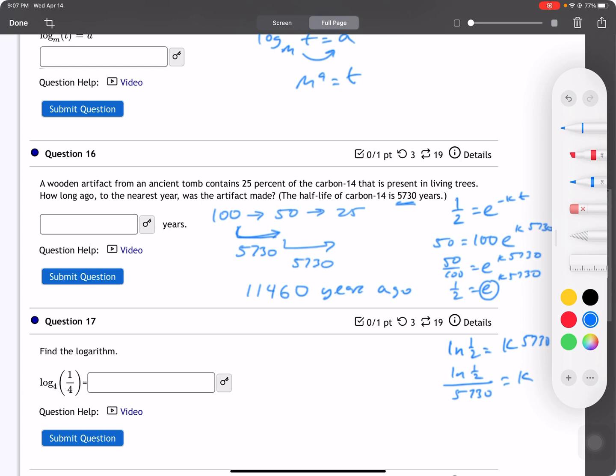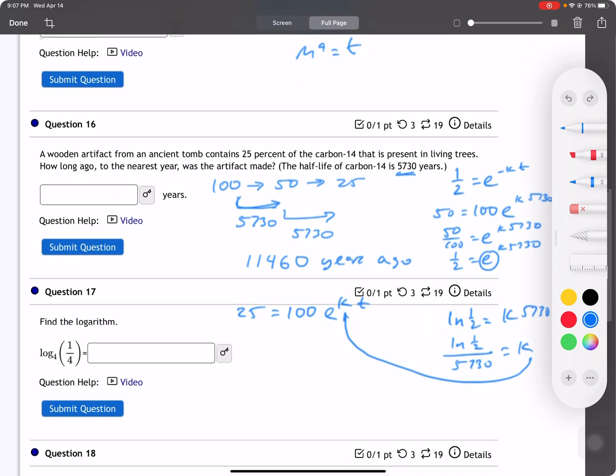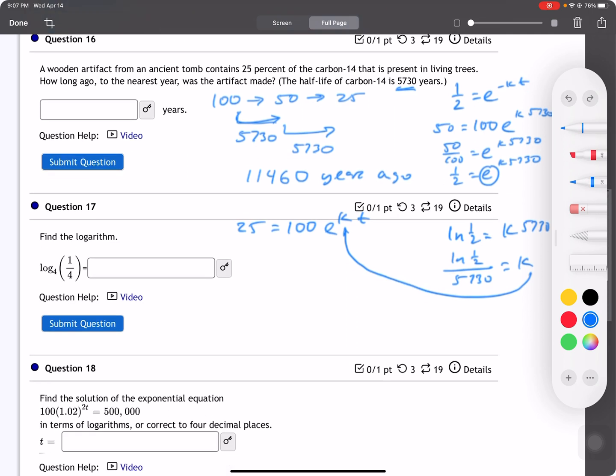Once you find that k value, we can plug it in, and we can say, how do you get from 100 to 25? E to the k value, which you're going to copy here, and you're going to solve for this t value. When we solve for this t value, it's the same exact steps that we did over here. Sorry, we're using my calculator, but I'm afraid I'm going to lose this.